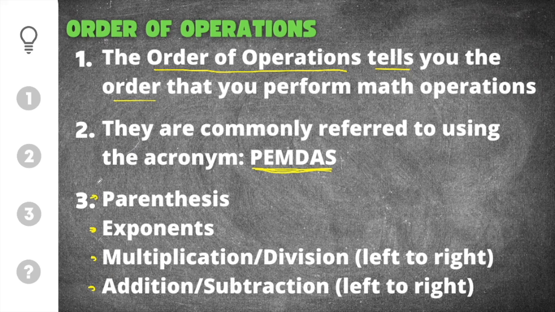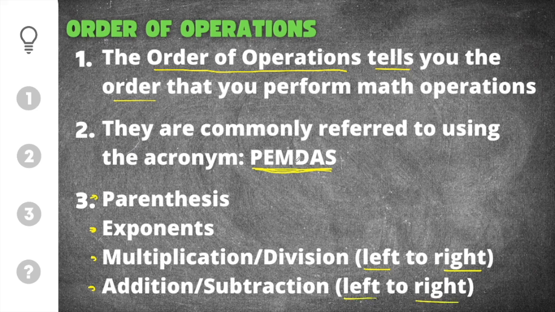And what this means is when you're solving an equation or an expression, the first thing you're going to do is everything inside the parentheses. Then you're going to move on to any exponents in the expression. Then you'll move on to multiplication and division. And you will notice this says from left to right. So you'll go from the left to the right side of the expression or equation. And then finally, you'll do addition and subtraction. And again, addition and subtraction is from left to right.